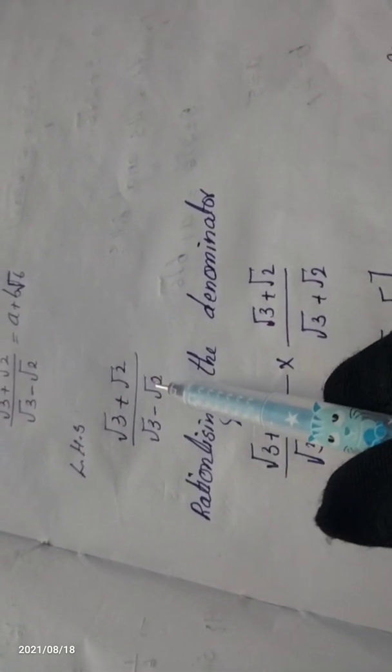The numerator part we write as it is. What is extra is that we multiply and divide with the number with the opposite sign. Here minus is there, so we take plus, but we take the same numbers. Root 3 minus root 2 is there, but we are taking root 3 plus root 2. We just multiply and divide with it.